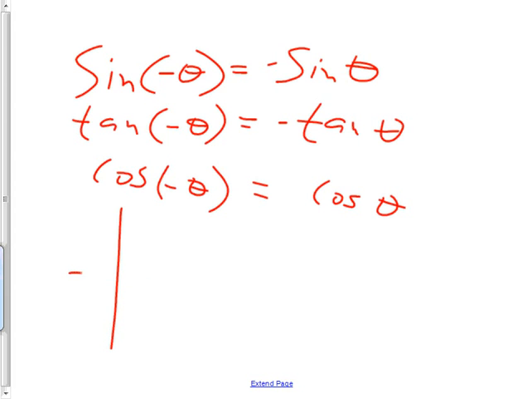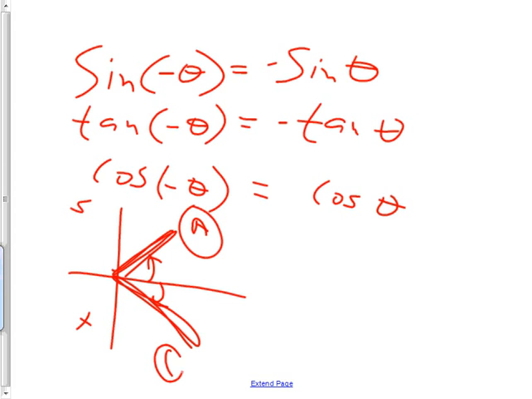And that's because cosine's positive here. Do the angle this way, it's positive. And cosine's also positive down there. And here, cosine is positive. That's why it's still positive. The other ones aren't, because tangent's negative here, and so is sine negative here. Okay. All right. How about this one?